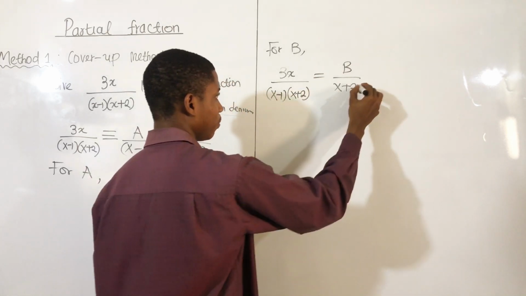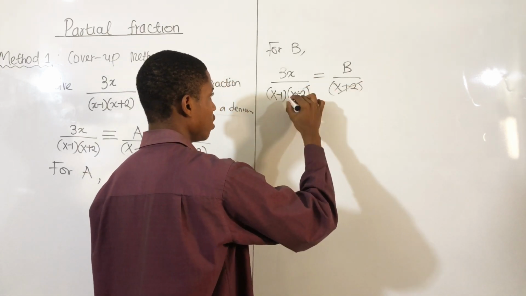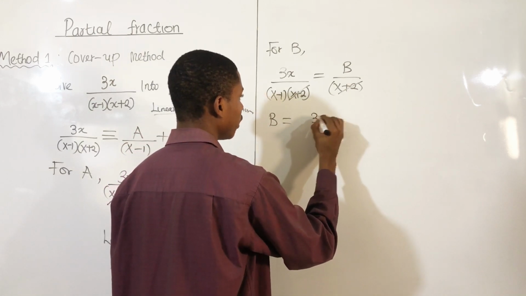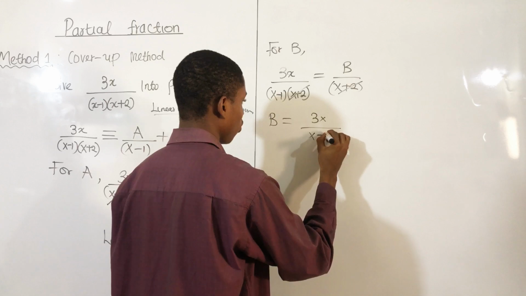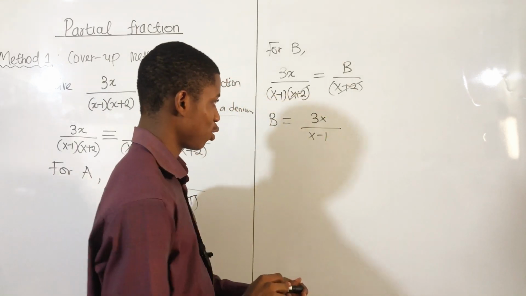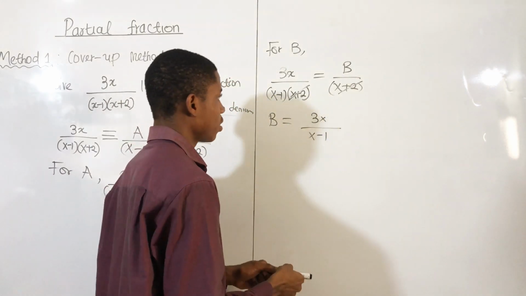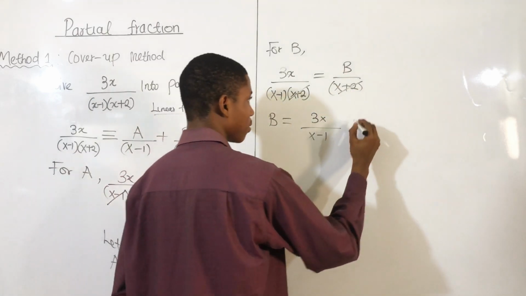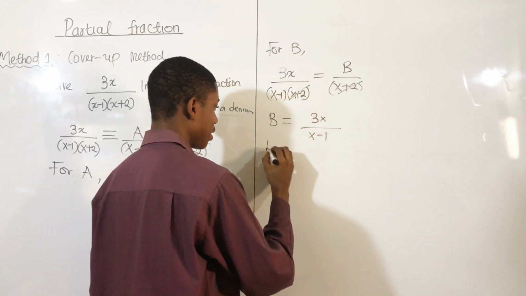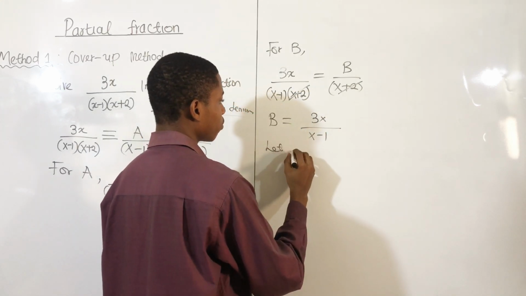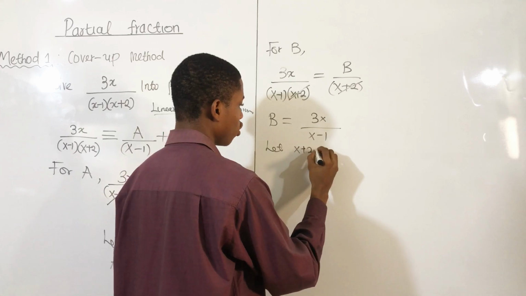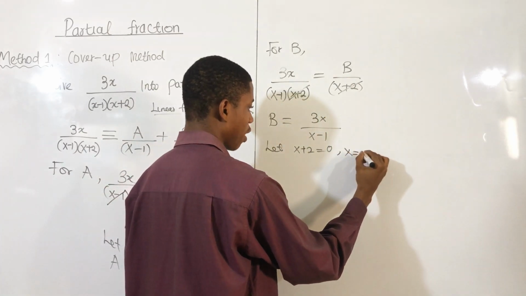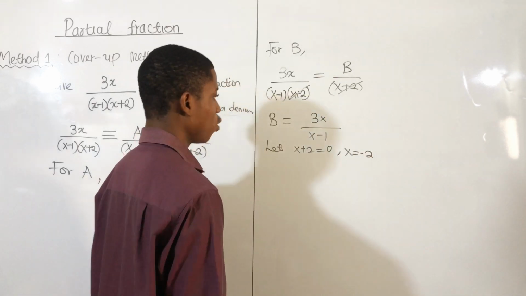Now what do you notice here? This will cancel this, and you're left with b is equal to 3x over x negative 1. But now we're going to make that assumption, which is what we did earlier. The denominator under b is x plus 2. So we're going to say, very important, let x plus 2 be equal to 0. So if x plus 2 equals 0, we make x the subject and have x as negative 2. We're going to substitute that here.